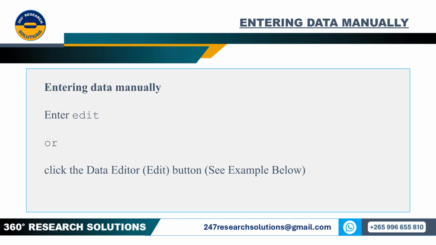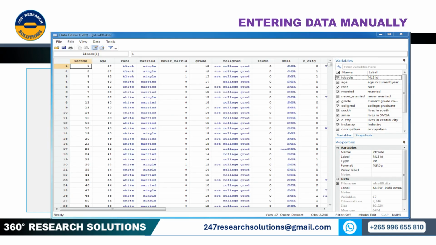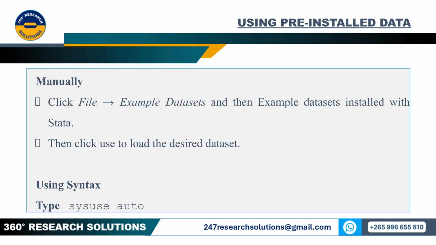To enter data manually, you can enter the edit command or click the Data Editor Edit button. This image shows the STATA Data Editor, where you can manually input and view your dataset. To use pre-installed data, go to File, Example Datasets, then Example Datasets installed with STATA, and click Use. Using syntax, you can type sysuse auto to load the auto dataset.